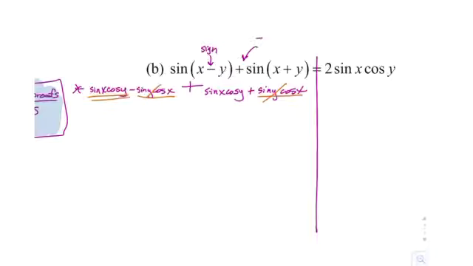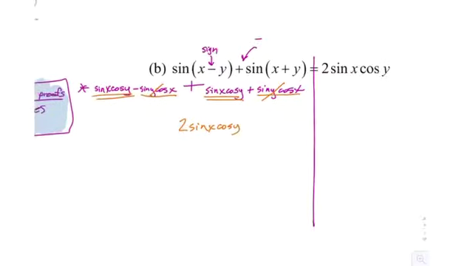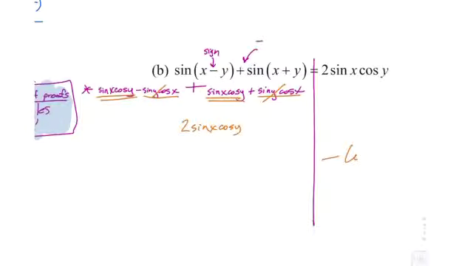And then I have a sine x cosine y, plus another sine x cosine y. What's one of those plus another one of those? 2 sine x cosine y. Does the left side equal the right side? Yeah. So now we could sign off.